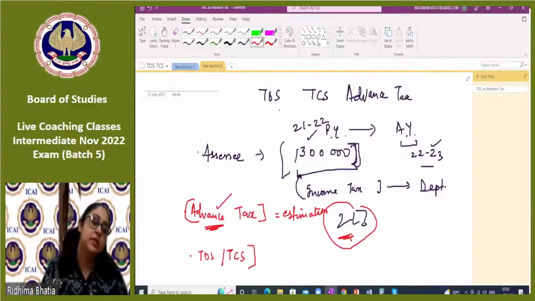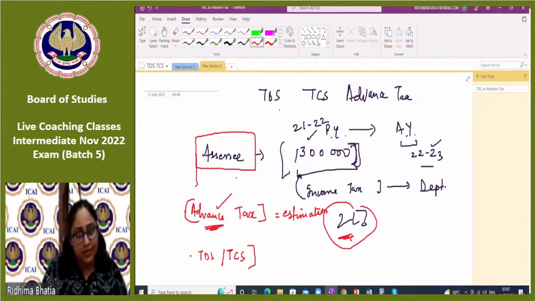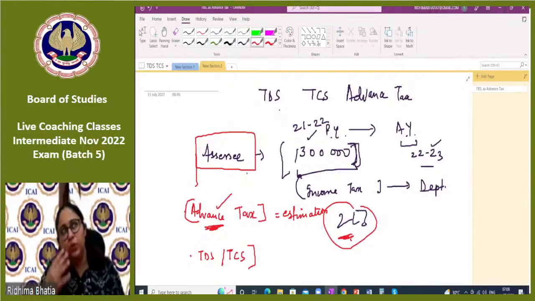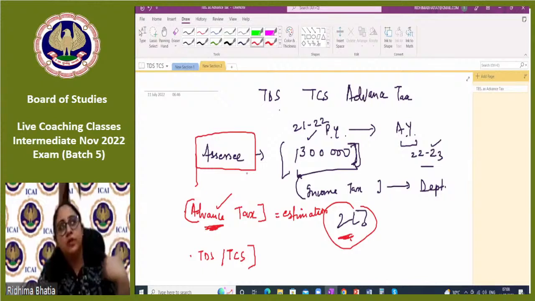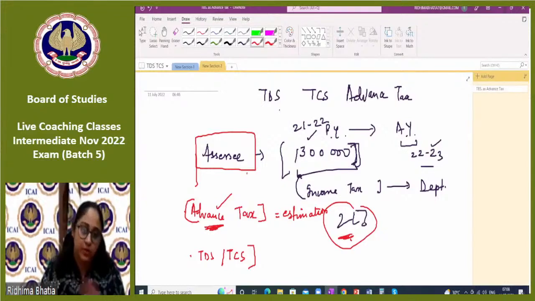One thing, this is again a liability on the assessee. Advance tax, right? You all agree? The assessee has to compute on his own estimate: I will earn this much during the year, this much would be the tax liability during the year. Everything is on estimation. This much I'll pay in this installment.